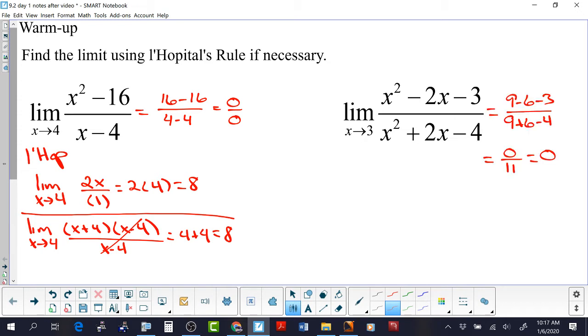If we did L'Hopital's rule, it'd be 2x minus 2 over 2x plus 2. When we plug in 3, we get 6 minus 2 over 6 plus 2, which is 4 over 8, which is a half, which is wrong. Unfortunately, L'Hopital's rule does not work when you don't have an indeterminate form. I wish it just worked all the time, but it doesn't. You have to check it first. You got to make sure that you get that 0 over 0 if you're going to use L'Hopital's.